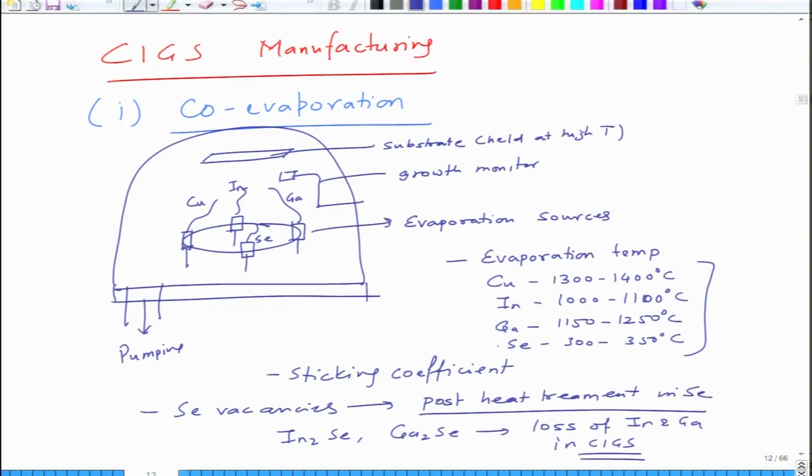The good thing about this process is you can control the evaporation rate and tune the film composition and the band gap by choosing the heating rate of each of the sources. That is possible, and it is also used to make good quality devices. And for a 2 micron film, one can use a deposition rate from 20 to 200 nanometer per minute. So, it can be very fast, but making large area devices is a problem. Evaporation is generally a small area process. So, large area is an issue.